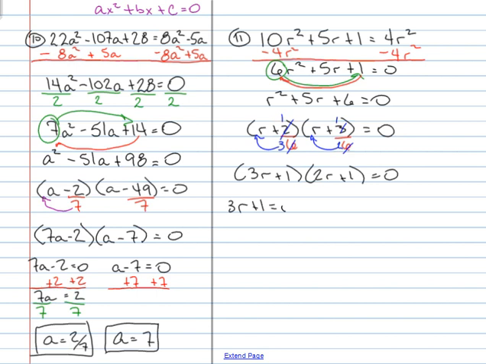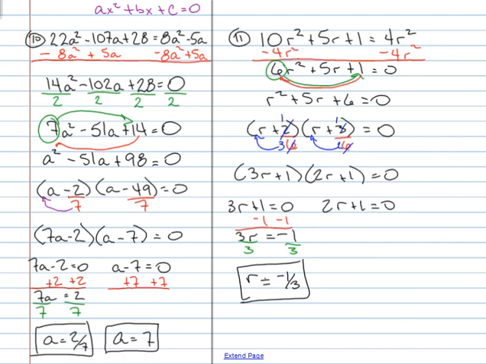3r plus 1 is equal to 0. 2r plus 1 is equal to 0. I now need to go through the one on the left and subtract 1 from both sides. I have 3r is equal to negative 1. I divide both sides by 3. And I find that r is equal to negative 1/3. We have now found 50% of our solution.